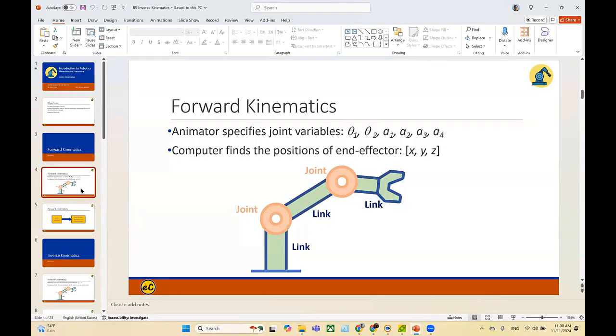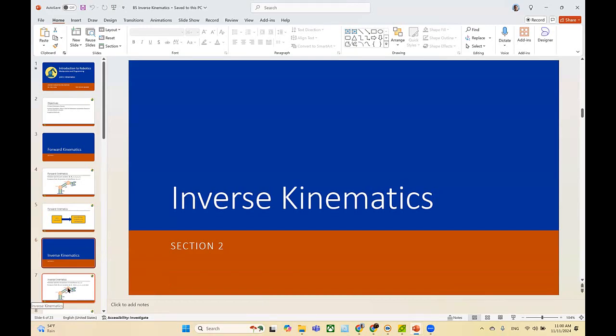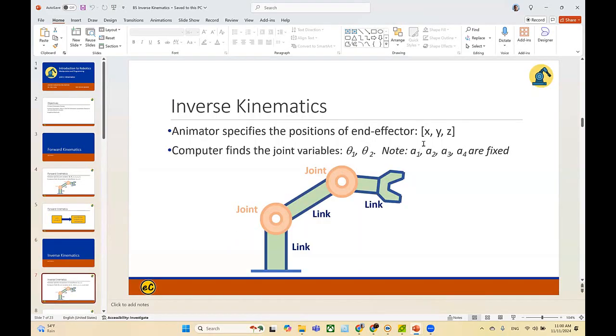So forward kinematic is that we have this theta 1, theta 2, A1, A2, A3, A4, the different joint parameters, and we are going to try to figure out where the XYZ is. That's forward kinematic. We use joint variables to calculate the end effector's position and orientation. Inverse kinematic is that I do know where I want to go, where the XYZ should be.